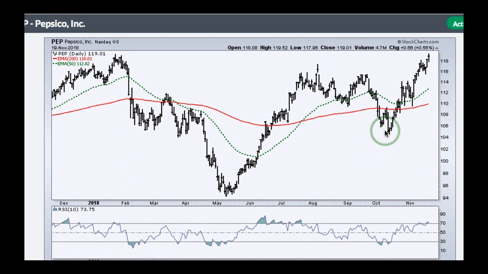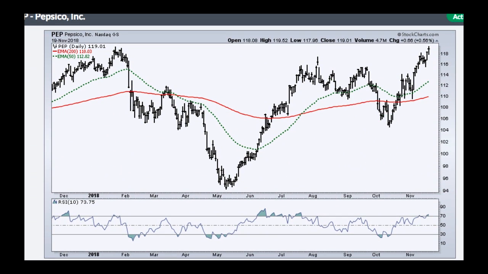And PepsiCo, we want consumer staples. All right, if you look at PepsiCo, it had this big move up, a correction, and then it got the breakout in October when everything was moving down. And look at that, it's near a 52-week high.